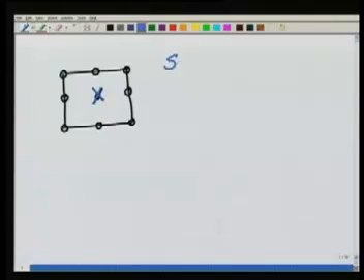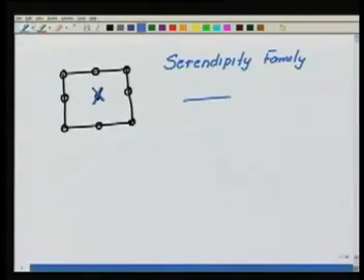So that's why we said we'll talk about the serendipity family. What I am going to do today is talk of one type of element of the serendipity family, which is the quadratic serendipity element. As far as the linear is concerned, it is the same as that for the tensor product. So for P equal to 1, I have the same representation as that of a tensor product.